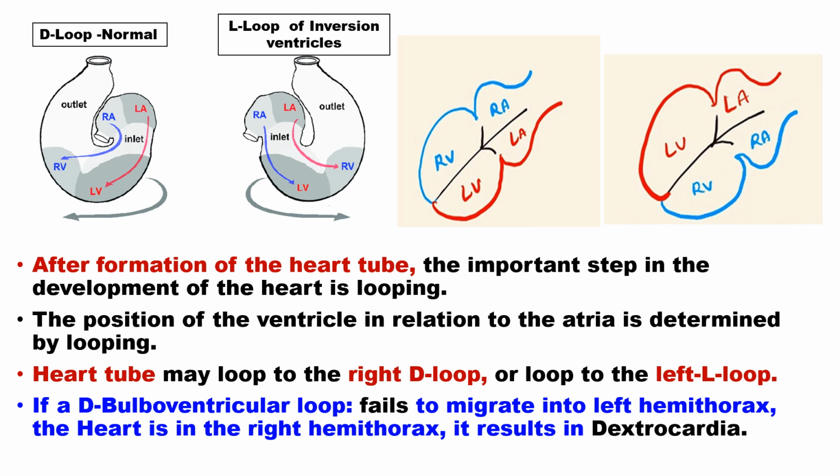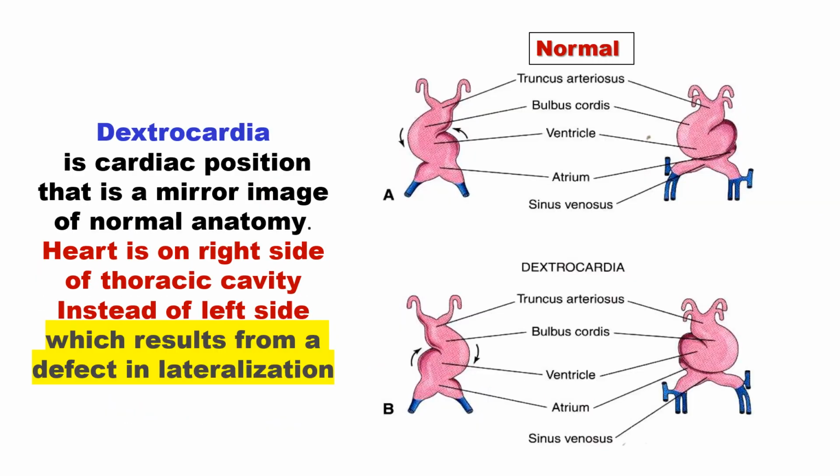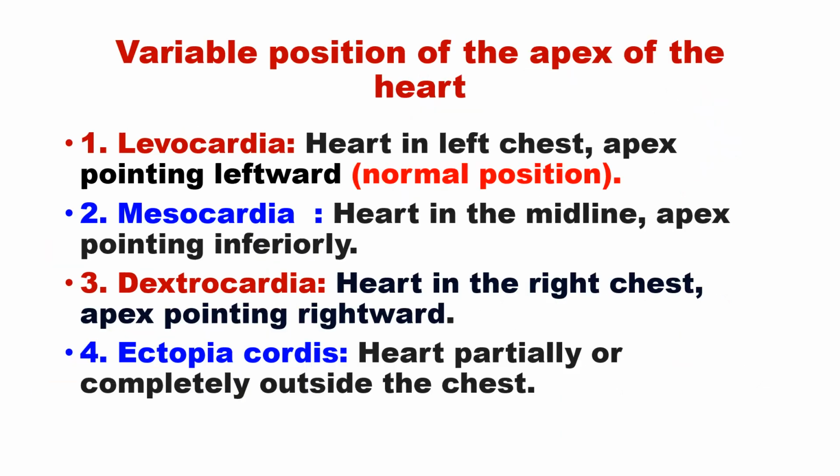If the D bulboventricular loop fails to migrate to the left hemithorax, the heart is on the right side, forming dextrocardia. Dextrocardia with situs inversus. So dextrocardia is a cardiac position that is a mirror image of normal anatomy. The heart is on the right side of the thoracic cavity instead of the left side, which is mainly the result of a defect in lateralization.